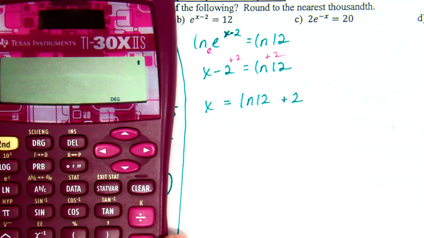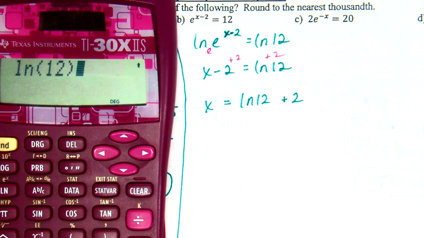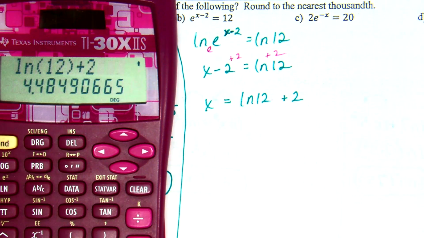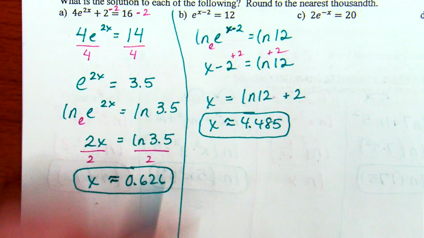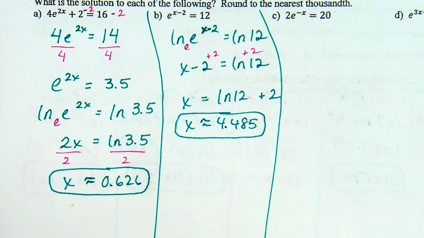Does it matter how you do that in your calculator? Definitely does. Do natural log of 12, either hit enter or you must close your parentheses, and then you can do plus 2. 4.484. 9 tells the 4 to make it 4.485. Okay.